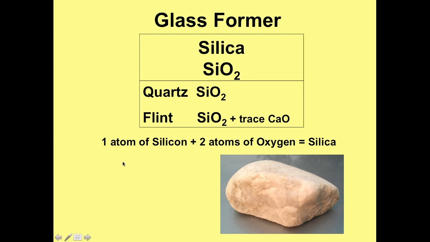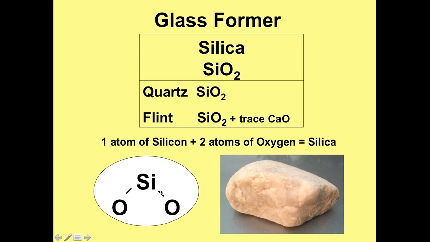So let's take a look at this. 1 atom of silicon plus 2 atoms of oxygen equals what we call silica. Here is our 1 atom of silicon, which you would find on the periodic table from your high school chemistry class, and 2 oxygen atoms, and together those 3 things make 1 molecule of silica. So when silicon is combined with oxygen, 2 oxygens, it becomes 1 molecule of silica.